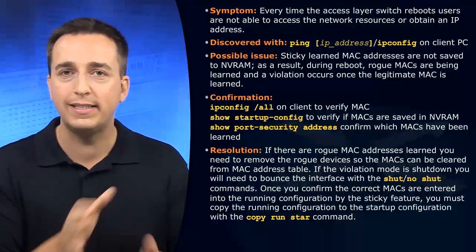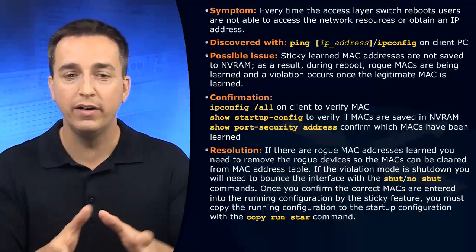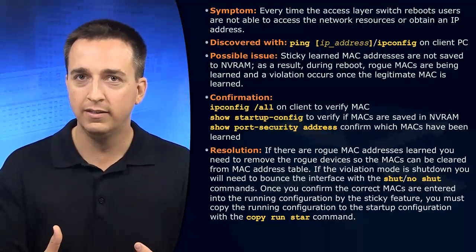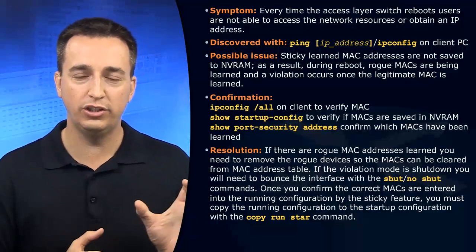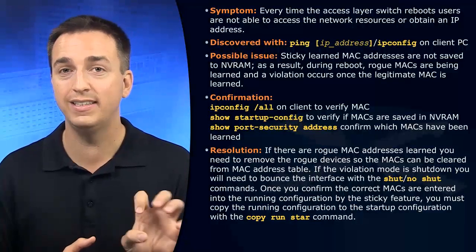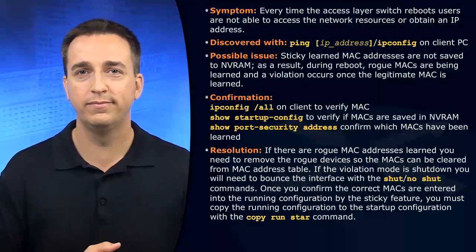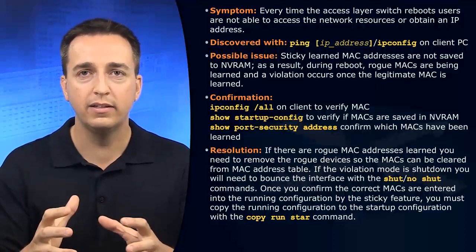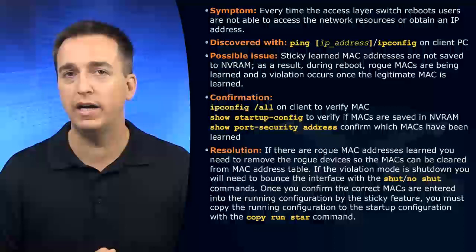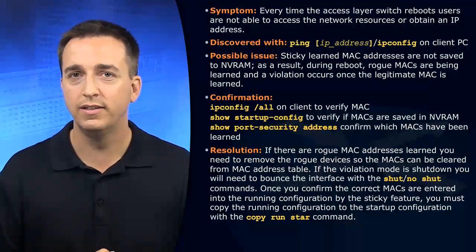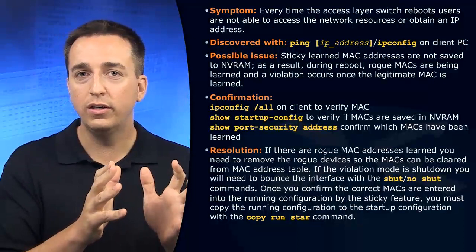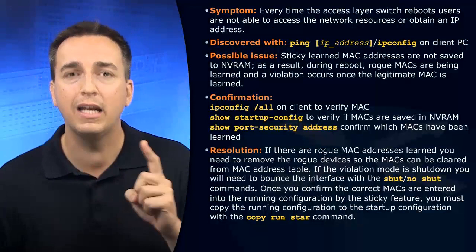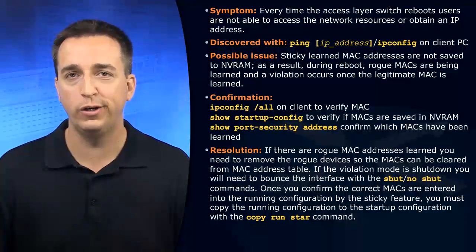But because you forgot to save the running config to the startup config when those new MAC addresses were learned dynamically, that malicious user's MAC address is now learned via the sticky feature. And now they are in the running config. And then when the other users try to connect and their MAC addresses are learned, it causes the violation to happen. So you need to copy the running config to the startup config to make sure the legitimate MAC addresses are saved in the NVRAM and can be preserved during a reboot.